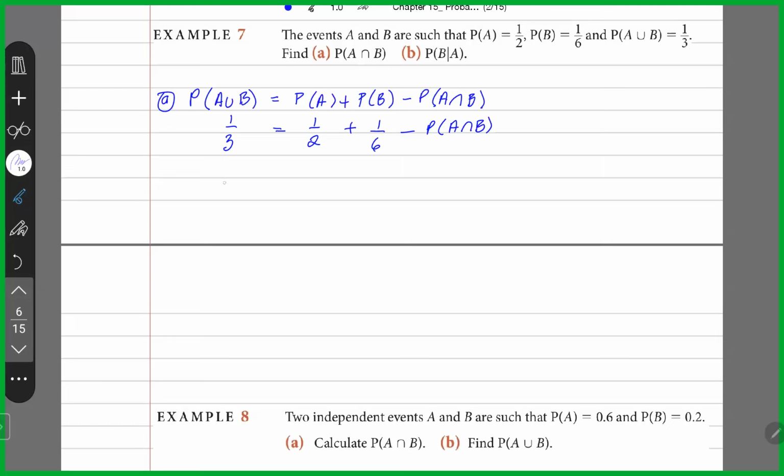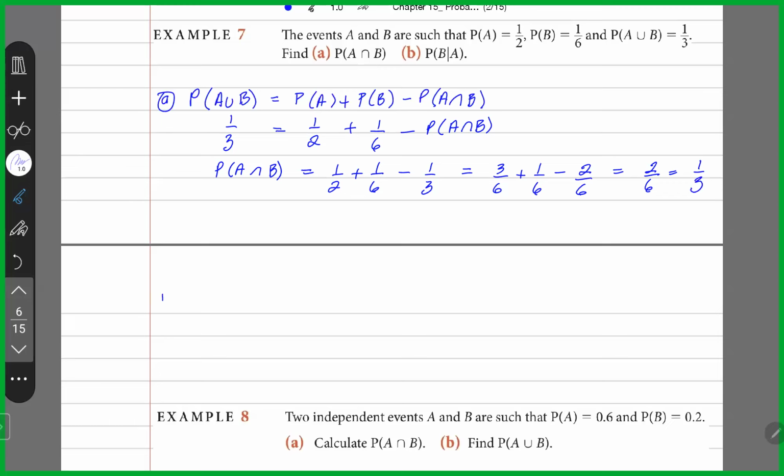So the probability of A intersect B would be equal to 1/2 plus 1/6 minus 1/3, which is 3/6 plus 1/6 minus 2/6. So this is 4/6 minus 2/6 is 2/6, which is 1/3. Do you agree?